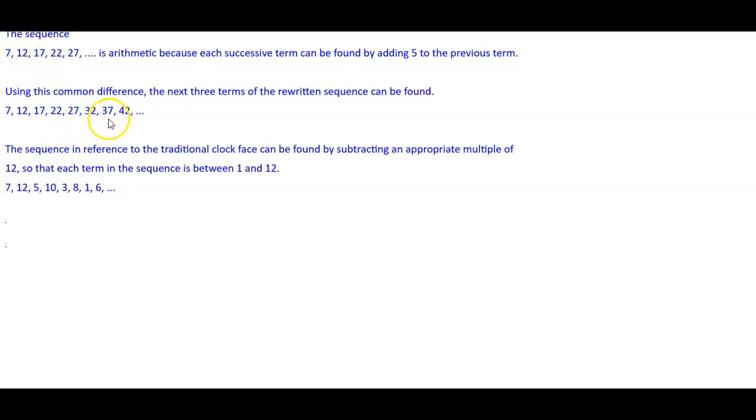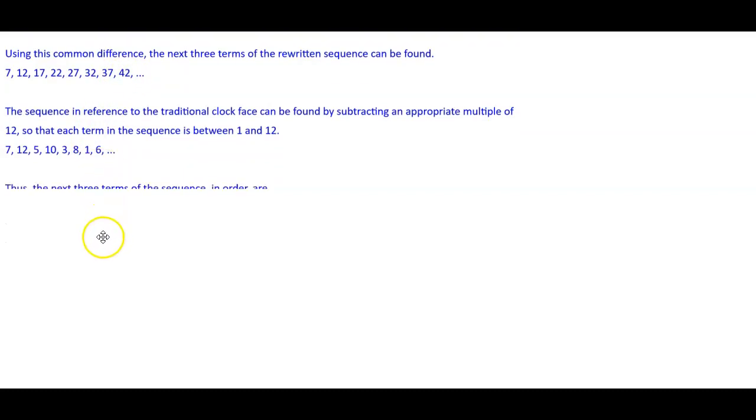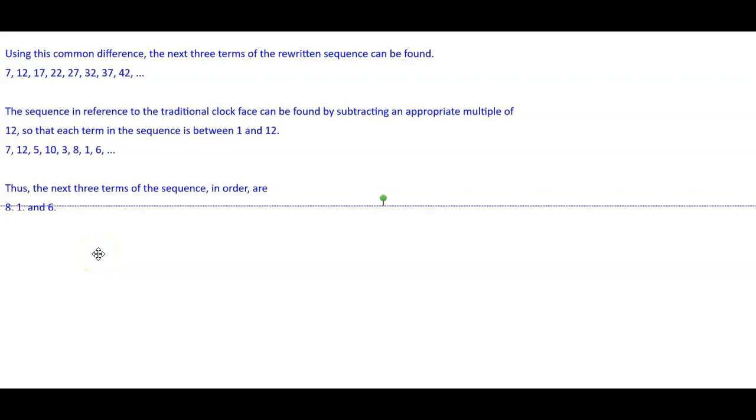So we need to subtract 36 from 37, since that means it's going to go through the clock 3 times. So 12 times 3 is 36. So 37 minus 36 is 1. And then 42 minus 36 is 6. So therefore, the next three terms of the sequence in order are 8, 1, and 6.